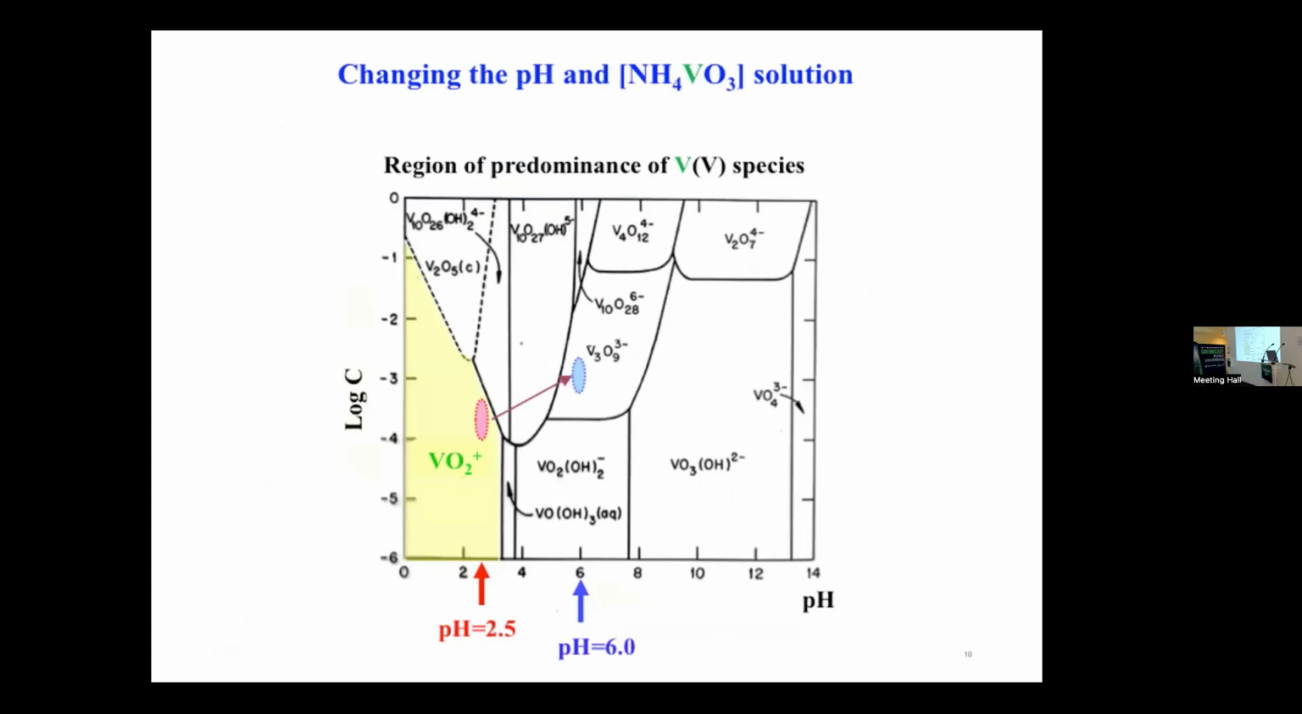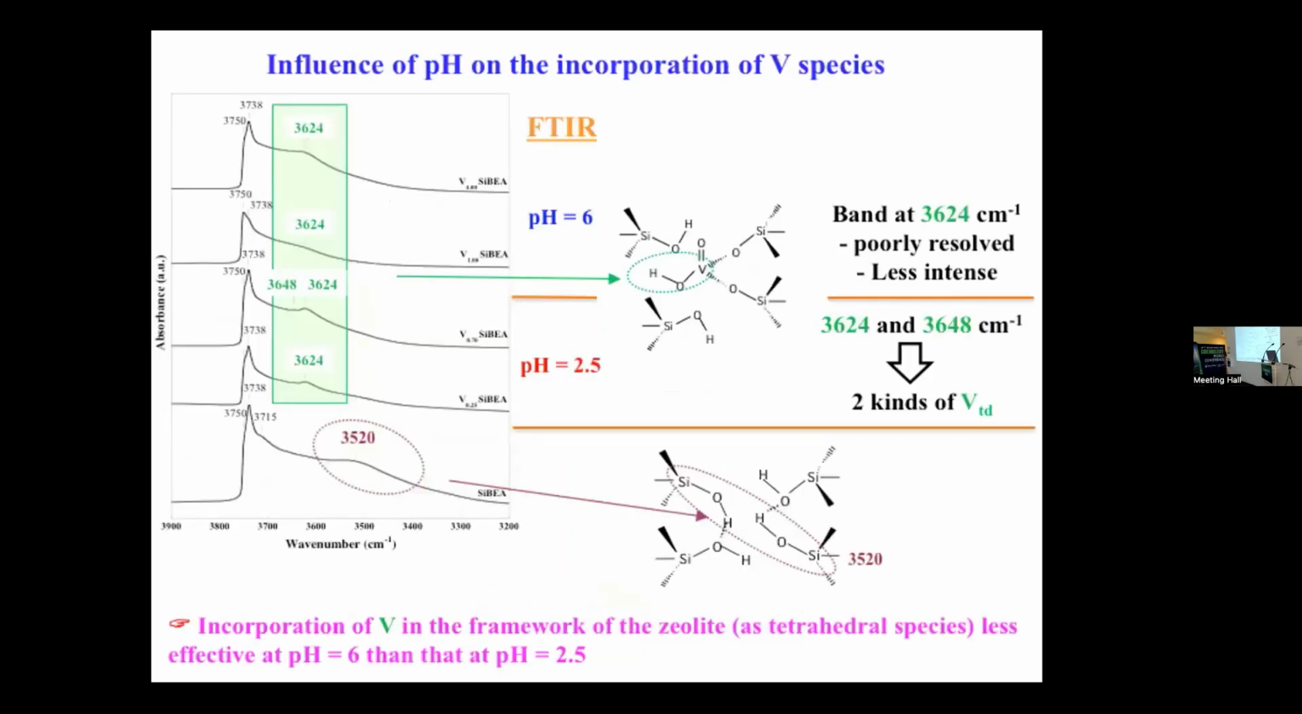And then what happens when we change the pH? We were before at pH 2.5. Now we change the pH of the solution to 6. What happens? In this condition, at this concentration, we have not only mononuclear vanadium species, but also polynuclear vanadium species. What happens in the zeolite?